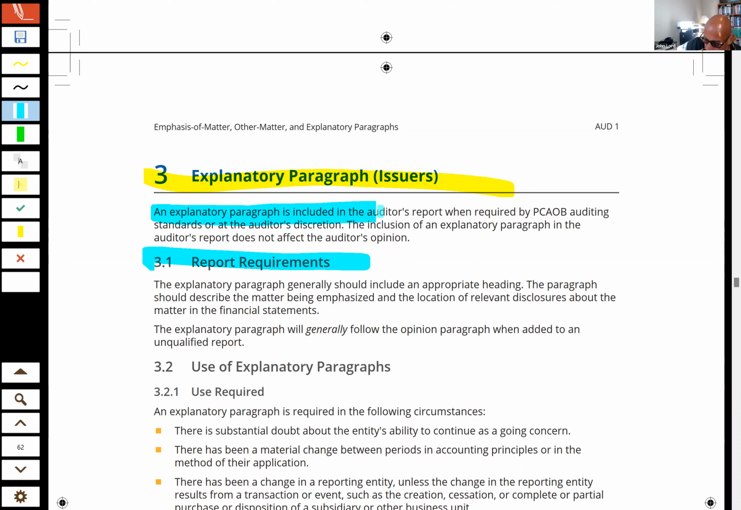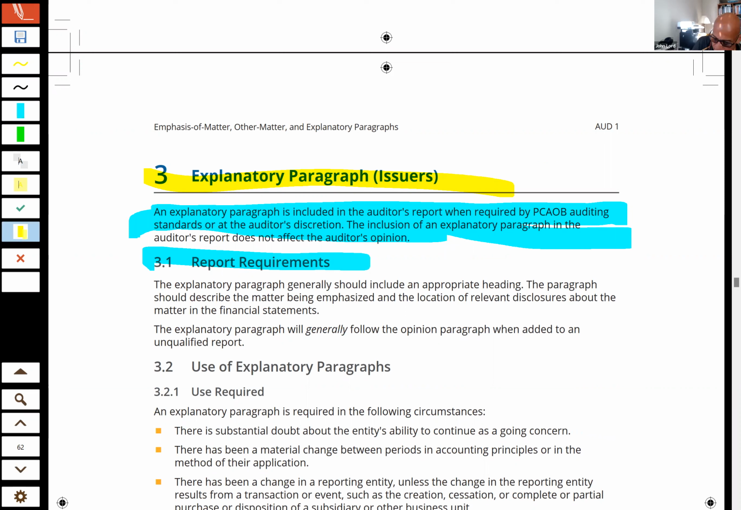An explanatory paragraph is included in the auditor's report when required by the PCAOB, or at the auditor's discretion. The inclusion of the explanatory paragraph does not affect the auditor's opinion. In other words, they probably should have said that better, because we have to include it in the otherwise unqualified opinion, but it doesn't result in a qualification.